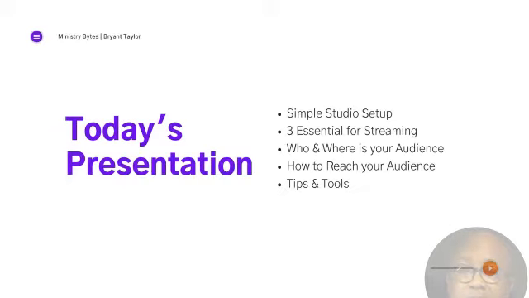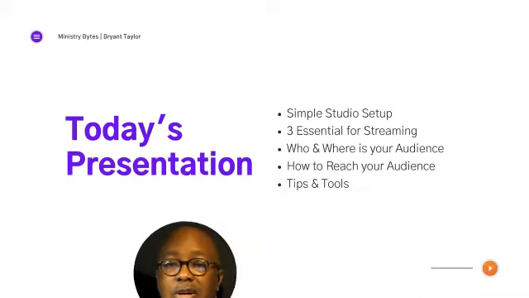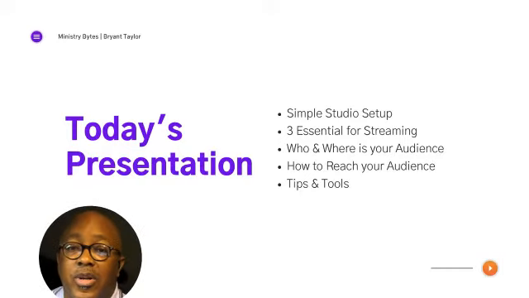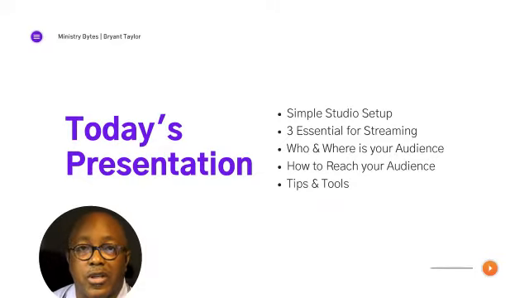So for today, we want to look at a couple of things. Here's what we're going to do for today. We want to look at simple setups for your studio in your home or your office or your church, wherever you might be. We want to look at 3 essentials for streaming. We want to answer the question, who is your audience and where are they? And then we want to talk about how to reach your audience, and we'll end up with some tips and some tools for reaching them.